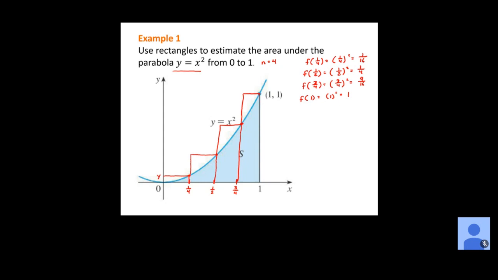So now if I want to know the area, what are we going to do next? Okay, good. Multiply length times width, right? So let's start with this first rectangle. What's the width of that first rectangle? 1/4, right? And the length we calculated is 1/16. So we're going to have 1/16 times 1/4. That's the area of the first rectangle. Now we need the area of the next rectangle, and we're just going to add all these rectangles together. What's the length of the next rectangle?